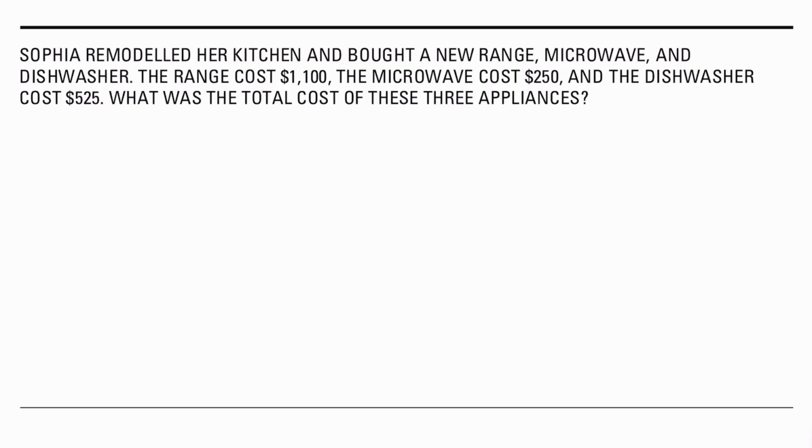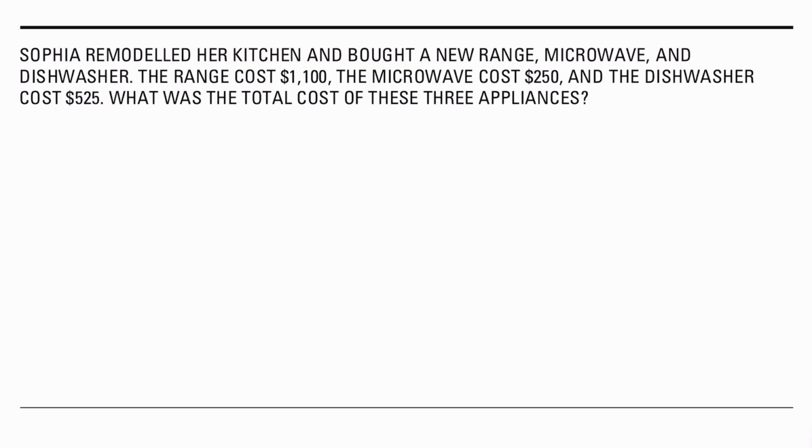Sophia remodeled her kitchen and bought a new range, microwave, and dishwasher. The range costs $1,100, the microwave costs $250, and the dishwasher costs $525. What was the total cost of these three appliances? And so we really need to be looking for those word phrases that we've been looking at. So things like sum, added to, more than, increased by.